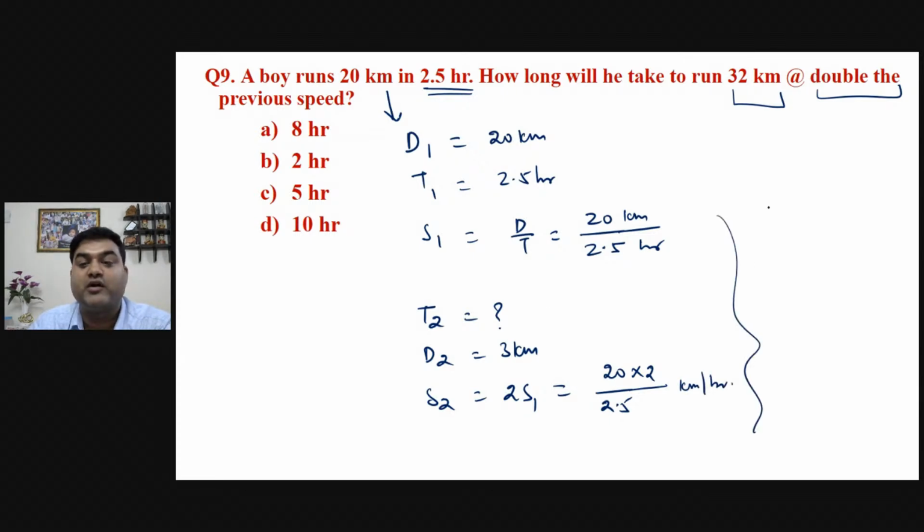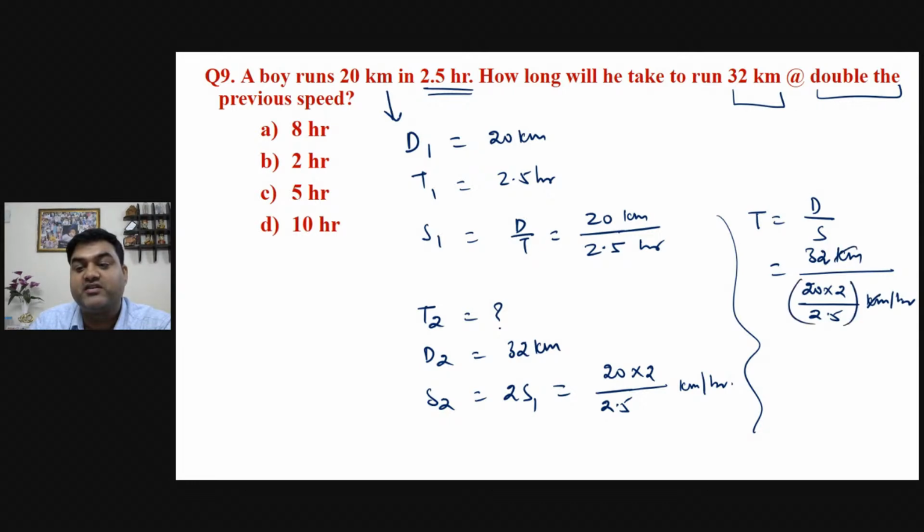So we know how to find t. Time is equal to distance by speed, right? What is the distance he has to travel? This is 32 kilometer. So write down 32 kilometer divided by speed, which is 20 into 2 divided by 2.5 kilometer per hour. Kilometer is getting cancelled, so the answer will come in hour. This 2.5 will go up, so this will become 32 into 2.5 divided by 20 into 2. Solve it fast.